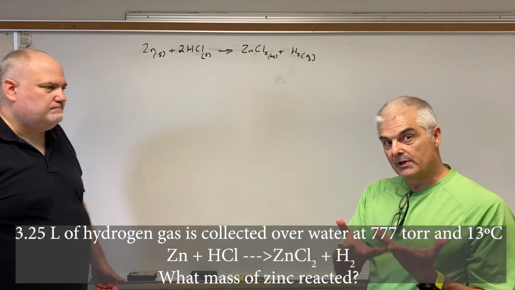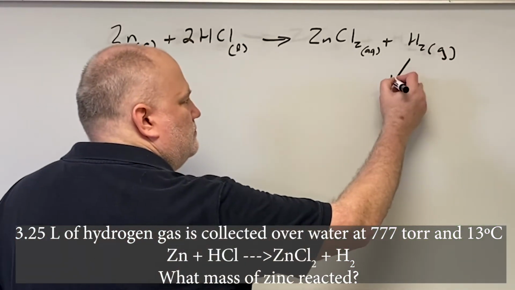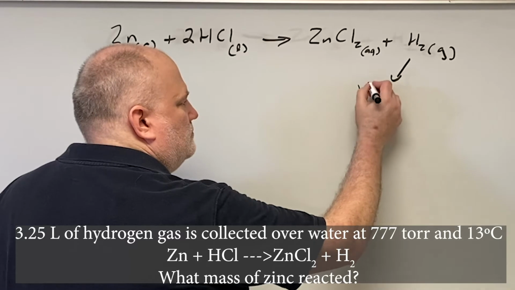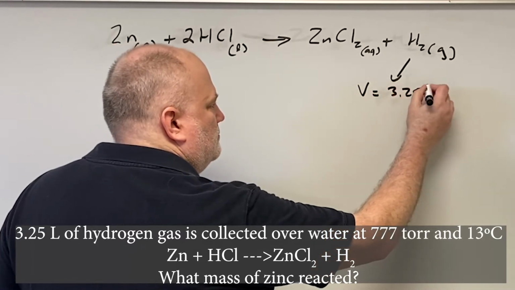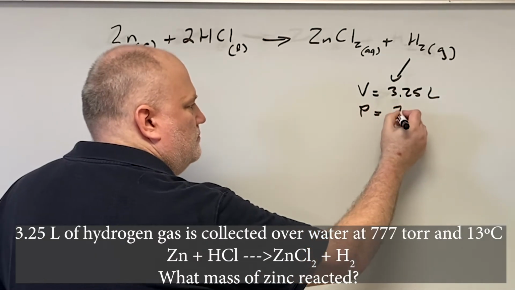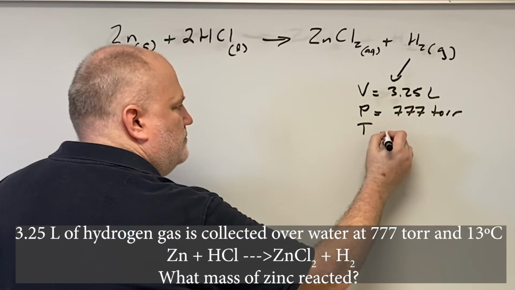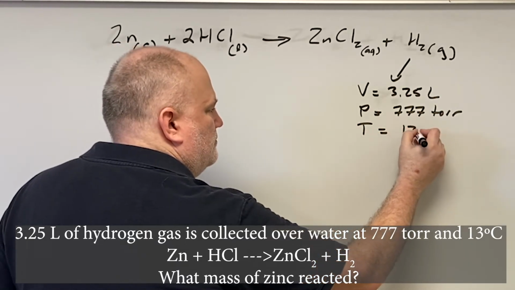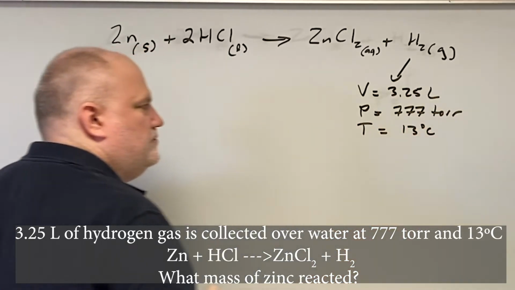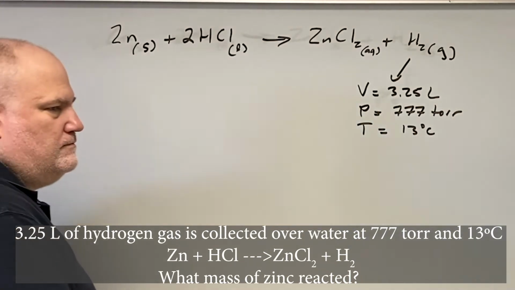Now, let's read the problem a little further. It says that we are given a 3.25 liter sample of hydrogen gas, or that was produced, I should say, at a pressure of 777 torr and a temperature of 13 degrees Celsius. But there's also this other little thing, it says collected over water. All right, what does that mean? We'll get to that in just a second.